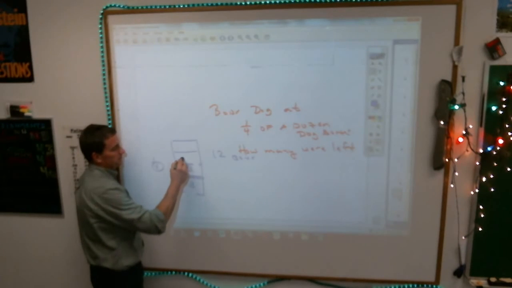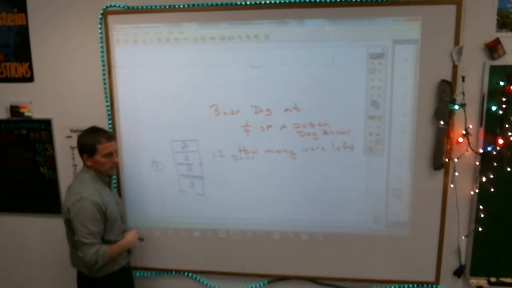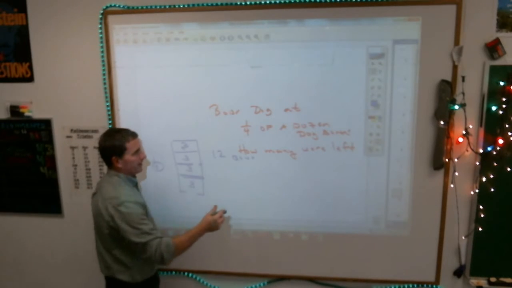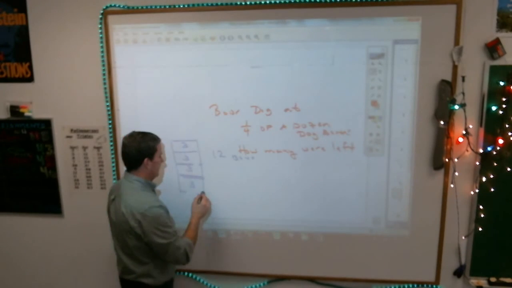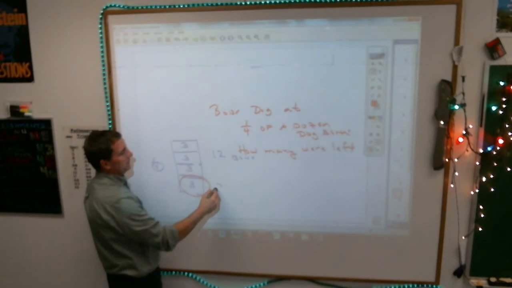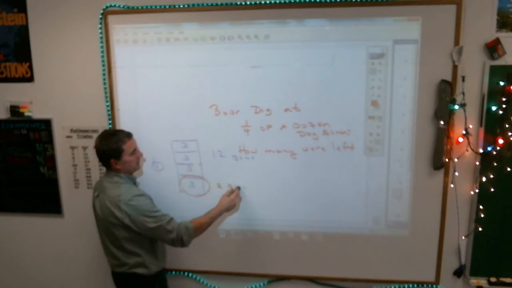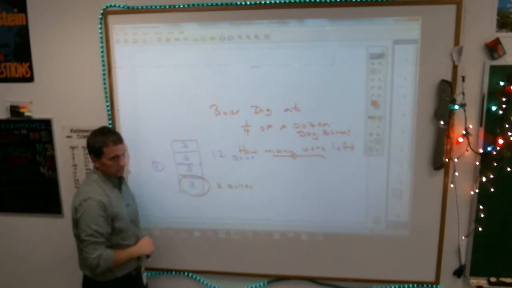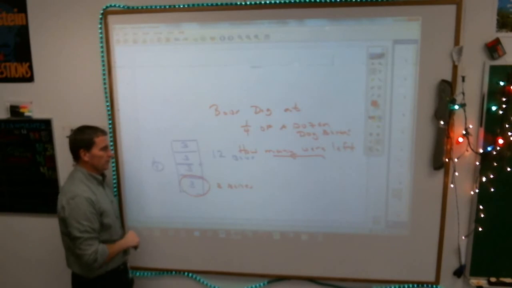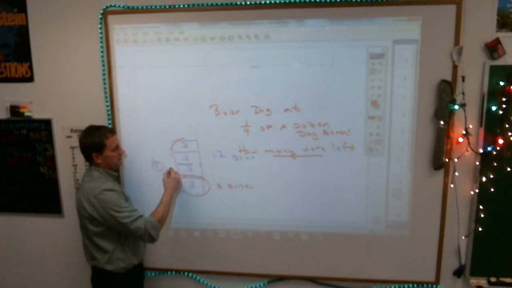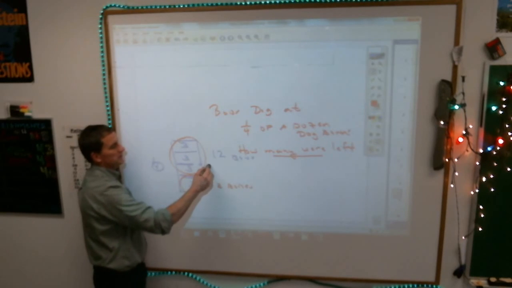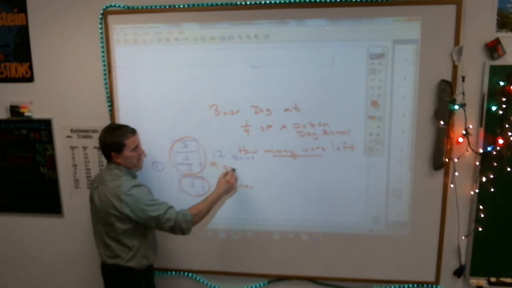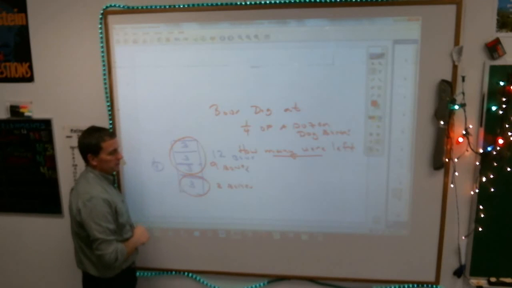3. Now here's where you gotta be careful. We know that Bob's dog ate 1 of those, so we know he ate 3, but that's not what the question asked me. The question said, how many were left? So that would have to be, Sophia? 9. Right, because it's the rest of these that are left. 3, 3, and 3. 9 bones were left. Go ahead and ask me how many were right.